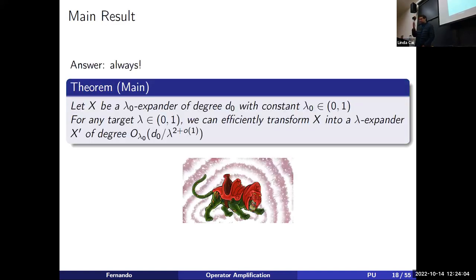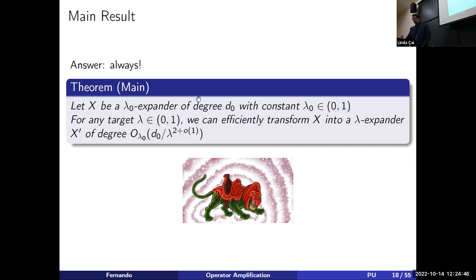And the answer, as we hinted before, is that this is always possible in a generic way, right? Again, to talk about expanders, we need to talk about an infinite family, but let's keep things simple. So let's say that you are given an input expander X, which has expansion parameter lambda naught, and the degree is d naught. And let's say that this lambda parameter is a constant for us, right? And for any target expansion lambda that you want to achieve, we can efficiently transform this X into a lambda expander so that the expansion is what we wanted, right? But at the same time, the degree becomes the original degree divided by lambda squared plus a little o term.